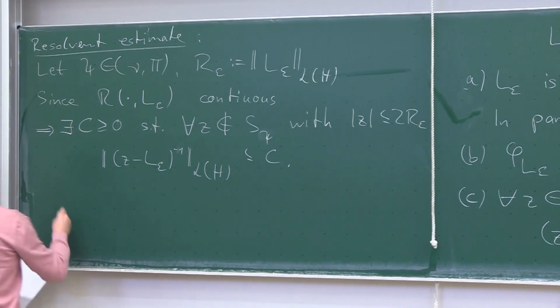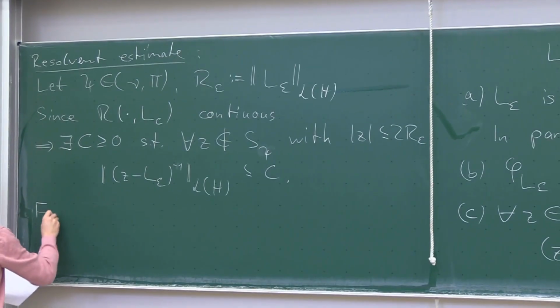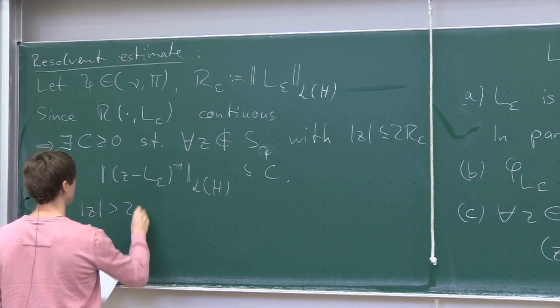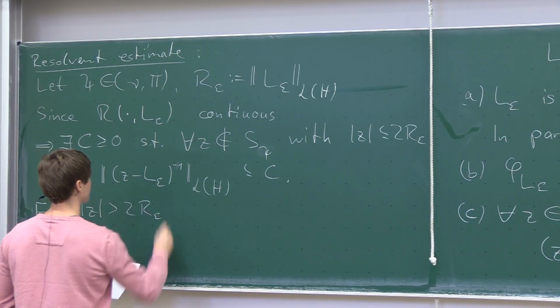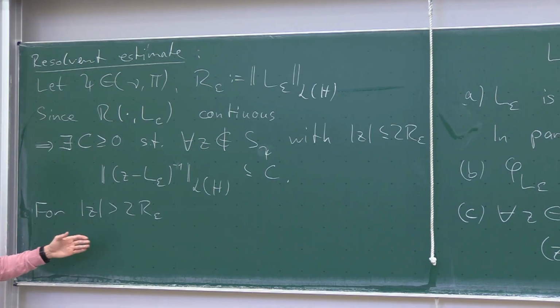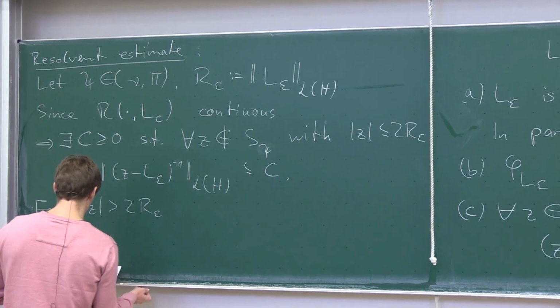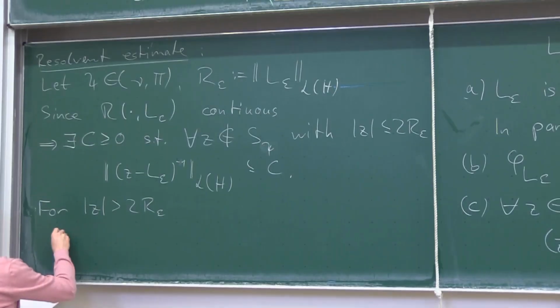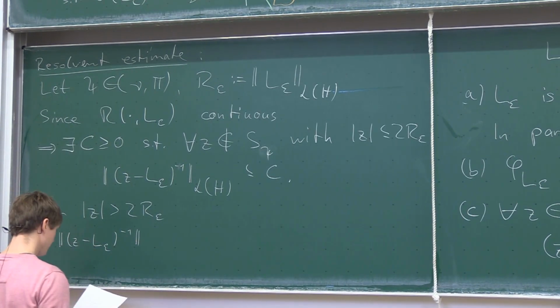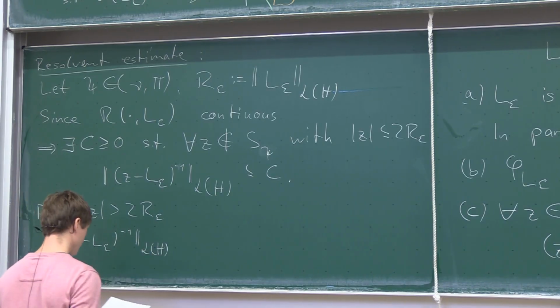Okay, and then we only have to consider the case where z is large, so larger, let's say, than 2 times this constant R epsilon, and then we need to control the resolvent there. And this is something we can't do by continuity. But the way out is to use a Neumann series argument. So let's say we take the resolvent of L epsilon in the operator norm.